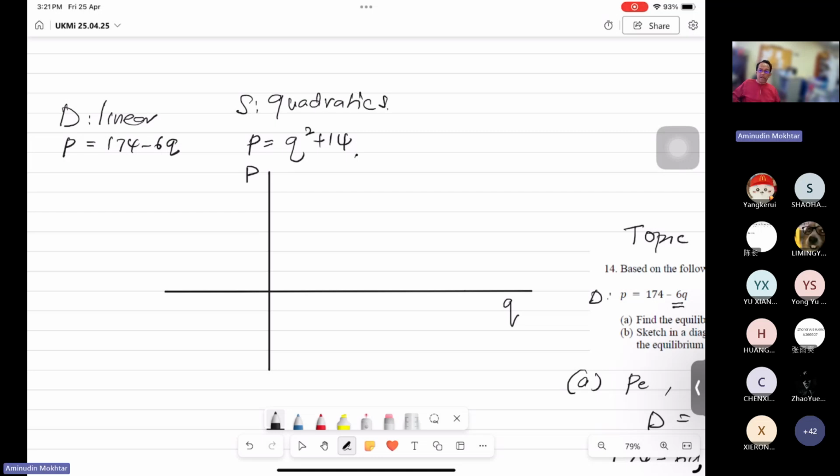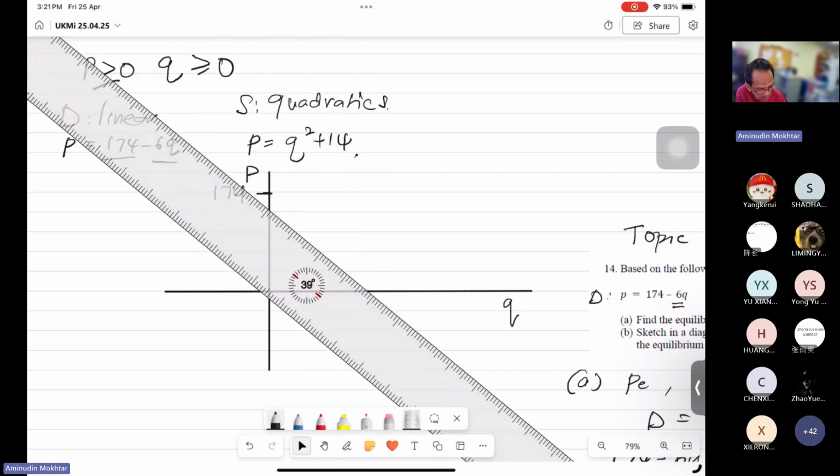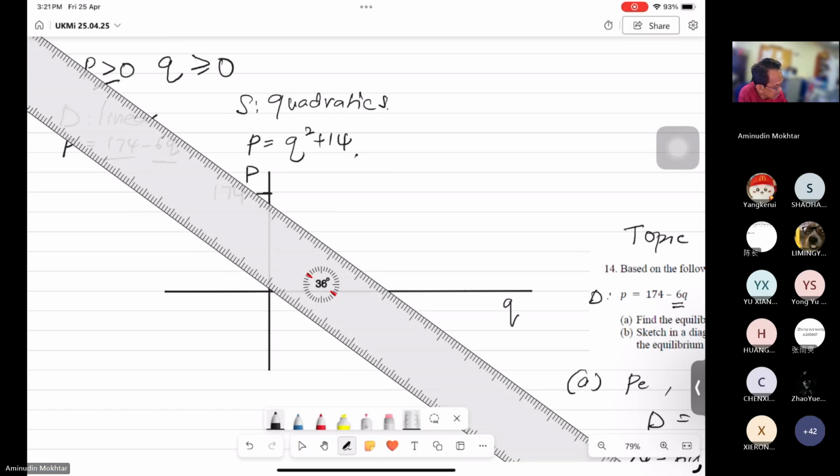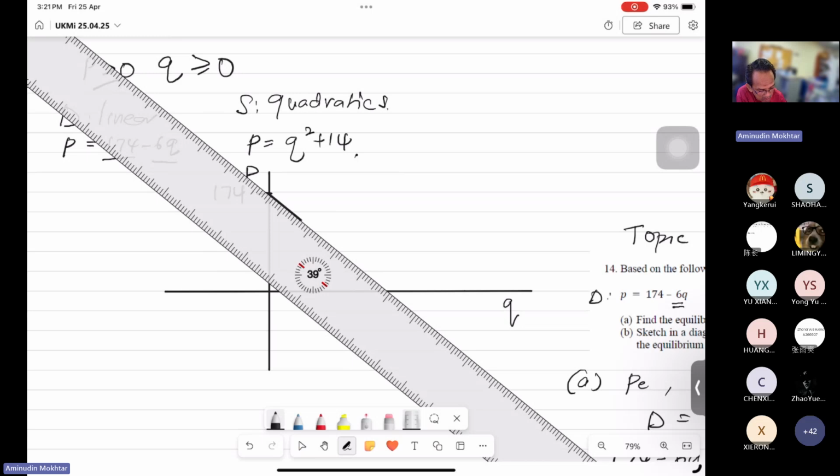Since the demand function is linear, it's very easy to draw the line. We just need to know the intercept and the slope. Let's say the intercept is 174, and then we have negative 6. The slope is negative. Please remember P must be positive, Q also must be positive. So we can draw the line for demand just like this.